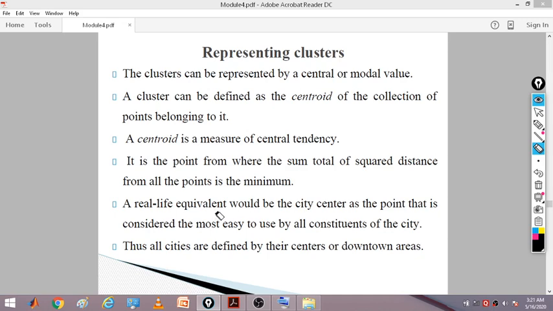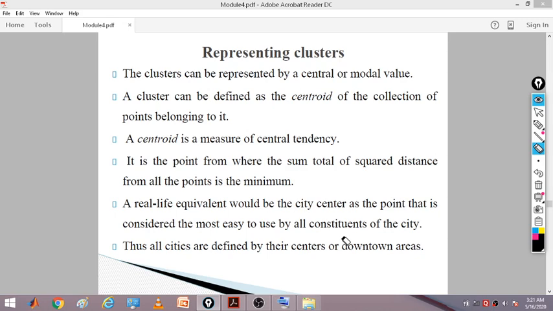A real life equivalent would be the city center, a point that is considered the most accessible to the constituency of the city. We always have some kind of mall that is named a city center. That means it is always accessible by all the people in the city. That is why we normally give it the name city center.